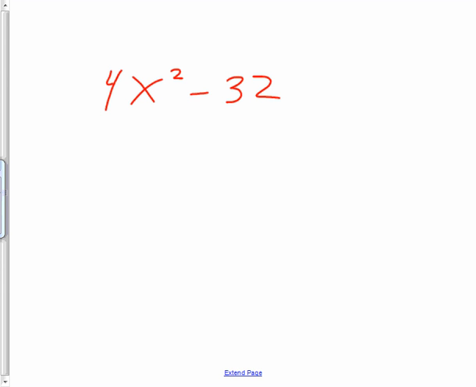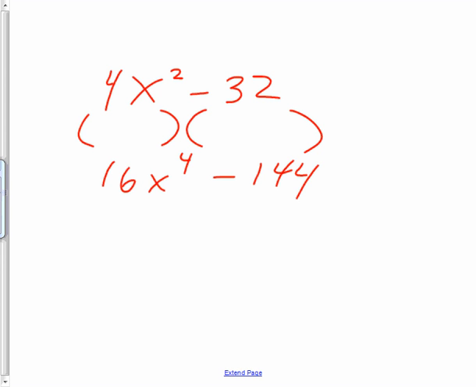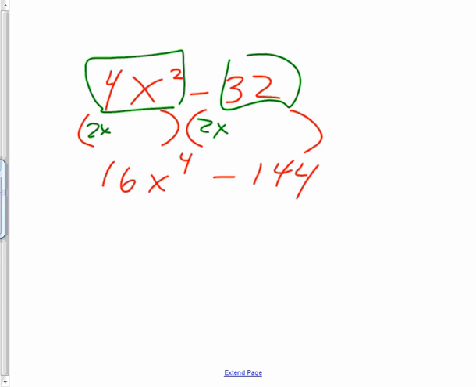It's really easy. Change it to a 16x to the fourth minus 144. Those are both perfect squares. Because see, when I do these, I just have to go, okay, what's the square root of this? What's the square root of that? So I have 2x and 2x. What's the square root of that? Can't do that. Has to be a perfect square, right?